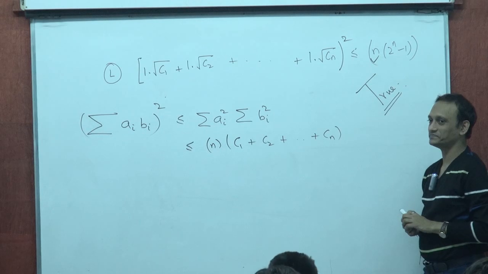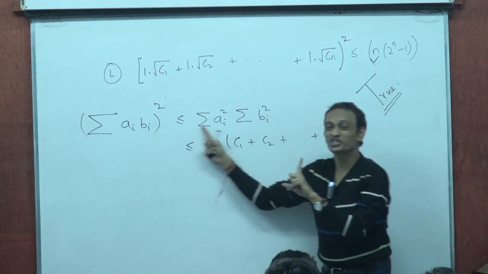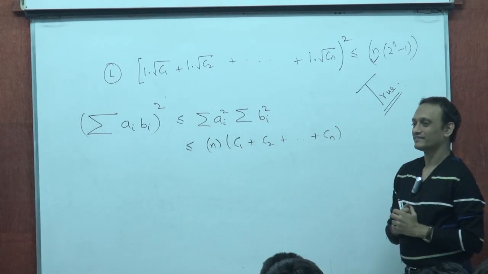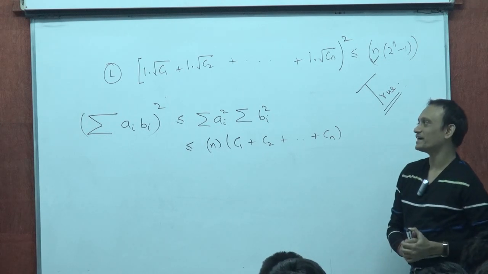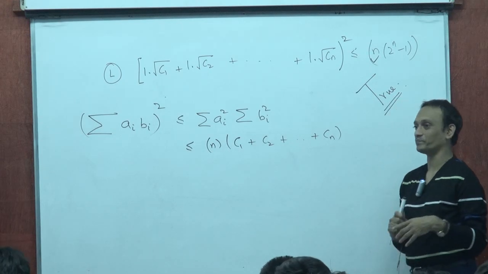Alright? So Cauchy-Schwarz, don't forget. The friend always: summation aibi whole squared less than or equal to summation ai squared into summation bi squared.